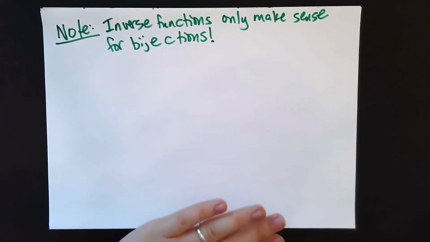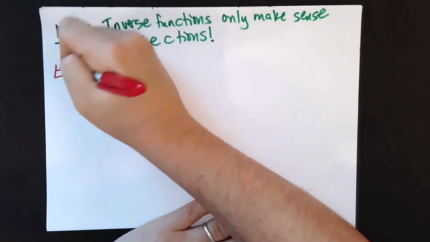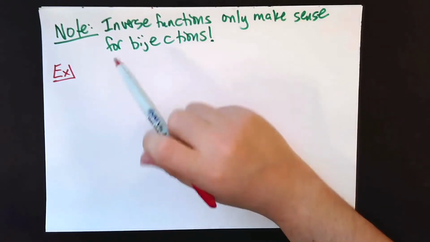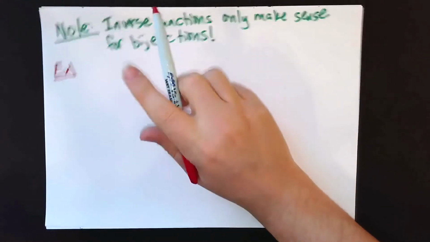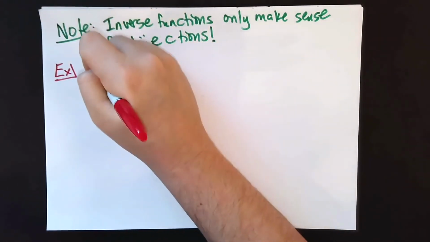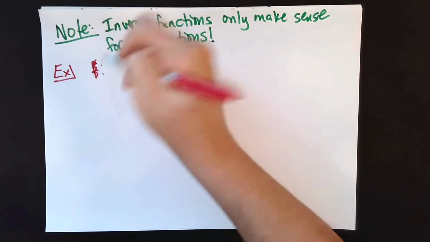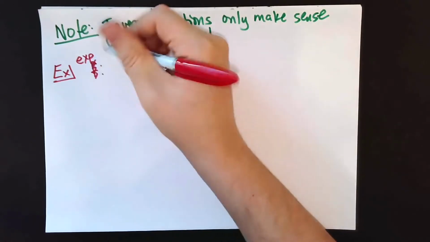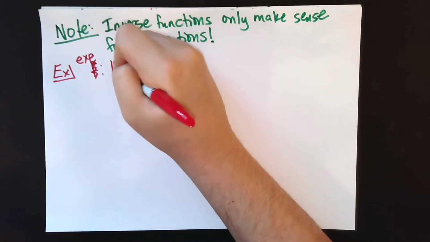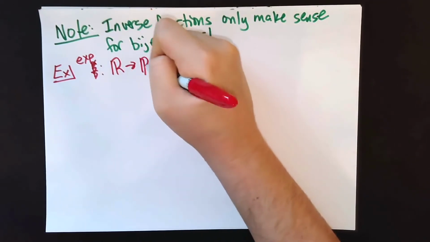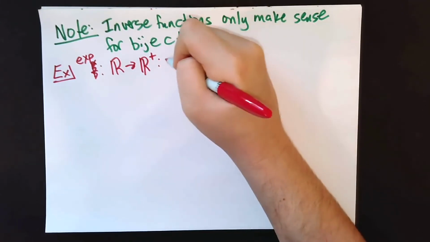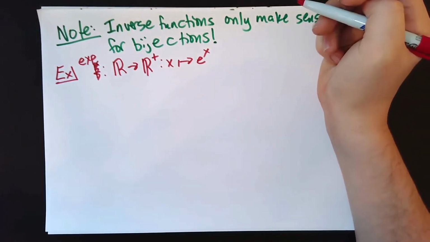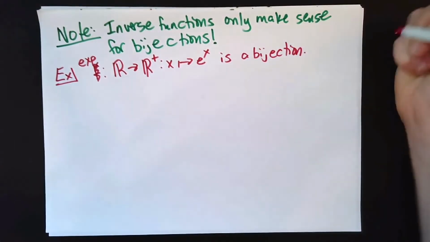Okay, so let's talk through some examples of inverse functions. So to make an inverse function, I have to start with a bijection. And so the bijection I'm going to start with is my first example here. I'm going to call exp. Okay, and you might recall exp. This is the function that goes from the reals to the positive reals, that takes some real number x and maps it to e to the x. And this function is a bijection.